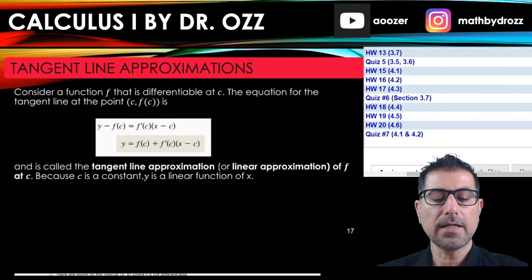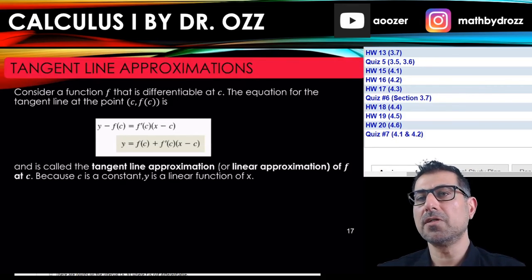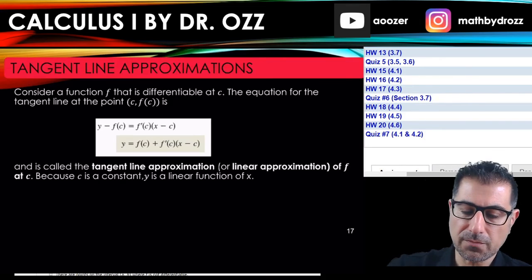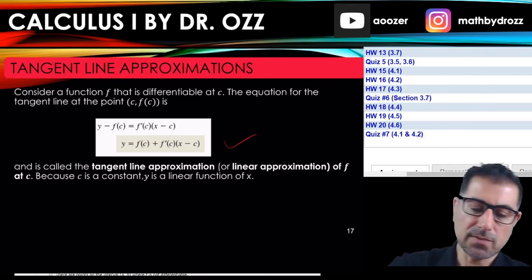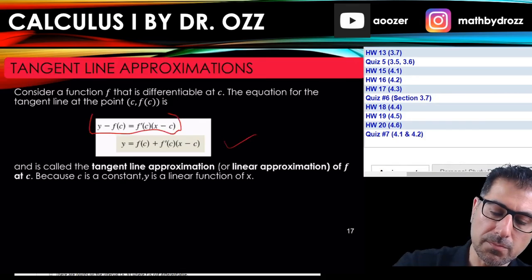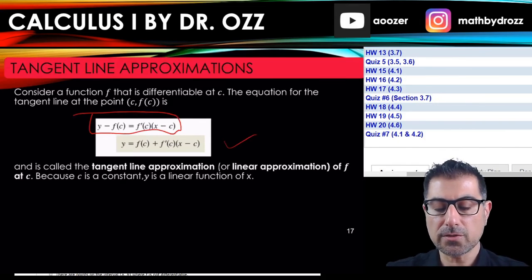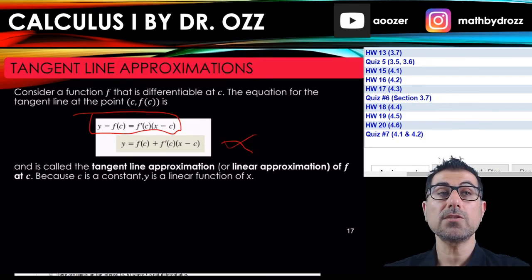And then finally, we had the tangent line approximation. So if you are given a curve which is differentiable at the point C, then you can write down the tangent line to the curve at the point C as y equals f of C plus f prime of C times x minus C. So this is in fact the point-slope form of the tangent line. You just solve it for y. Okay, so this equation here is called the tangent line approximation, or the linear approximation of f at C.